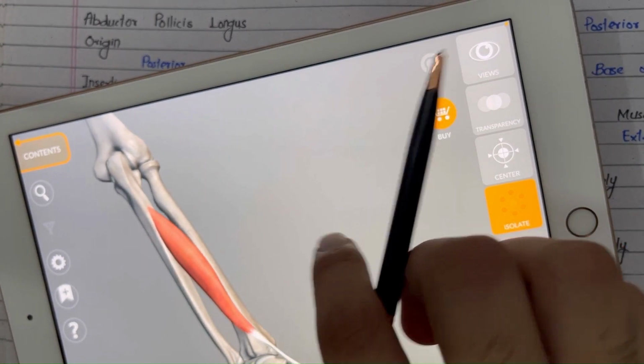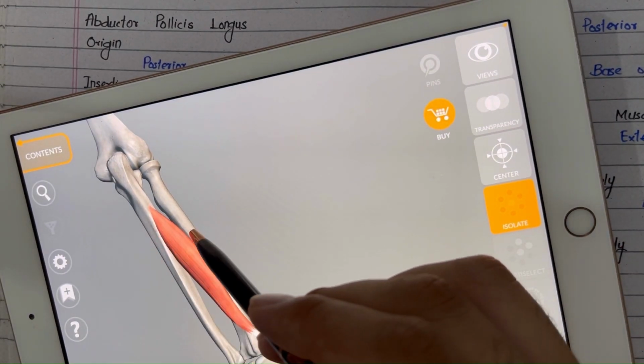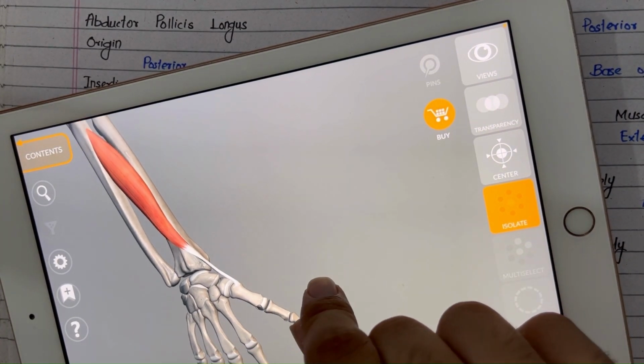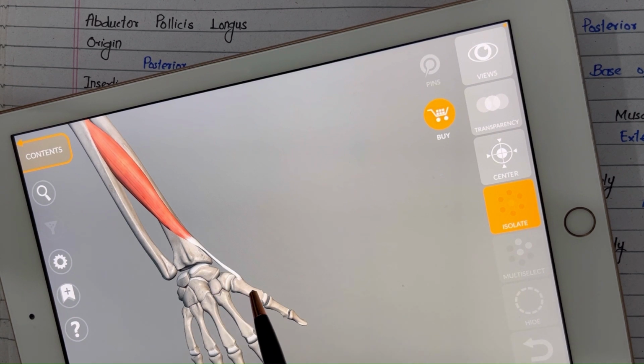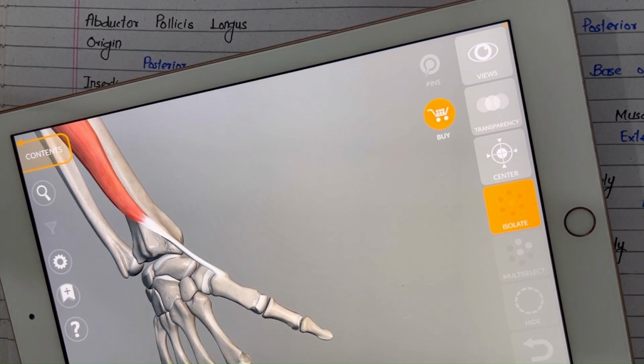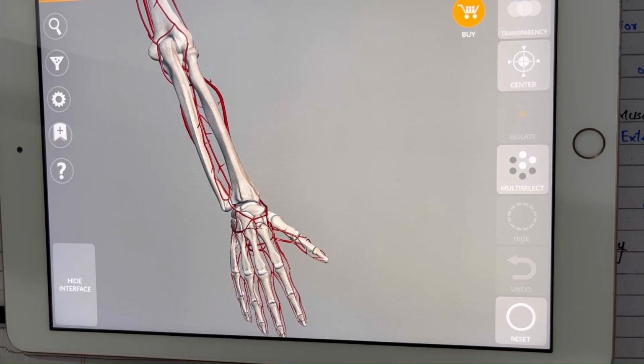So this muscle originates from both bones, the ulnar bone and the radius bone. Student, this muscle runs inferiorly and inserts into the base of the first metacarpal bone. This is the first metacarpal bone. Now student, moving toward the blood supply.